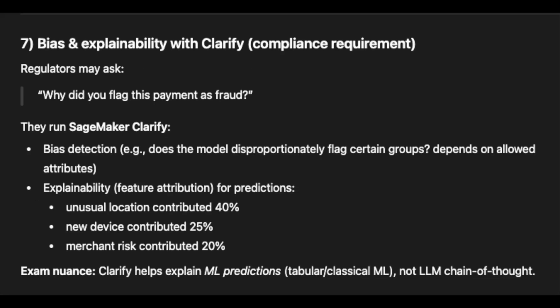Number 7, bias and explainability with Clarify, a compliance requirement. Regulators may ask, "Why did you flag this payment as fraud?" They run SageMaker Clarify for bias detection, e.g., does the model disproportionately flag certain groups? This depends on allowed attributes. And explainability, feature attribution for predictions: unusual location contributed 40%, new device contributed 25%, merchant risk contributed 20%. Exam nuance: Clarify helps explain ML predictions, tabular classical ML, not LLM chain of thought.